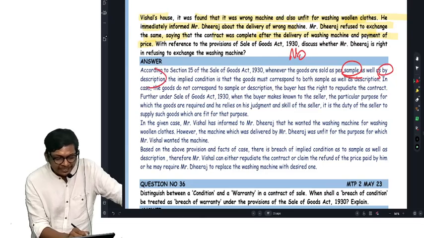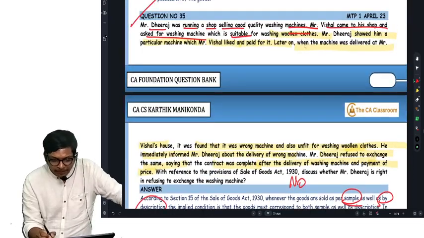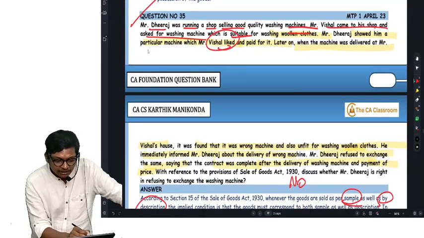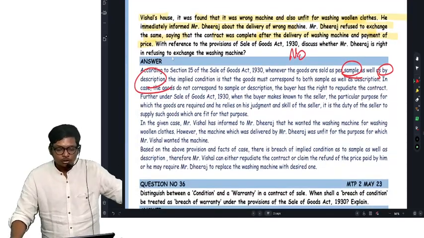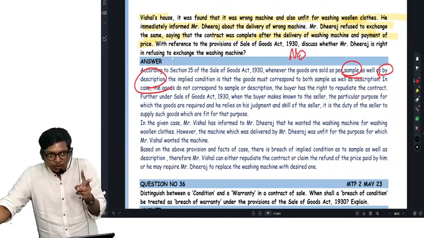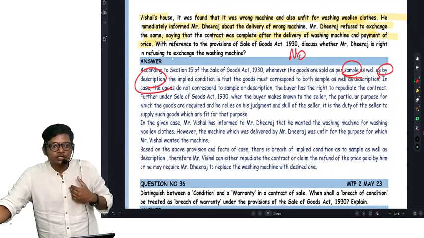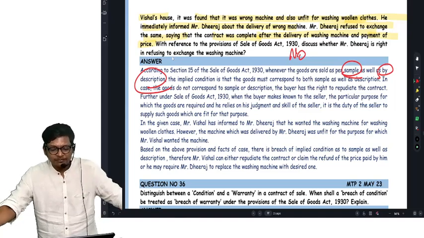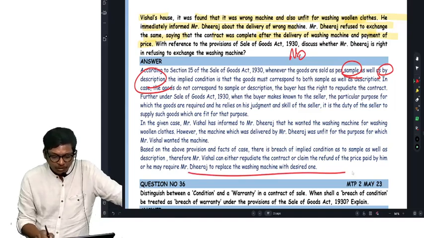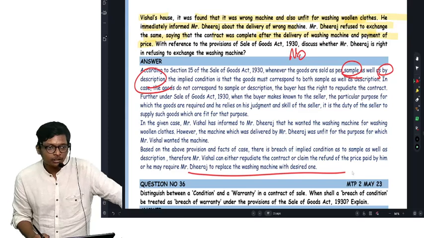Sample as well as buy. Because here you went to the shop and saw the sample also. Look at this. Vishal liked. He showed the particular machine. So you saw the sample and you asked for a description. Here the main point is that the goods are not meeting the sample and description. Are you following, guys? Therefore, he can replace the machine or get a refund.